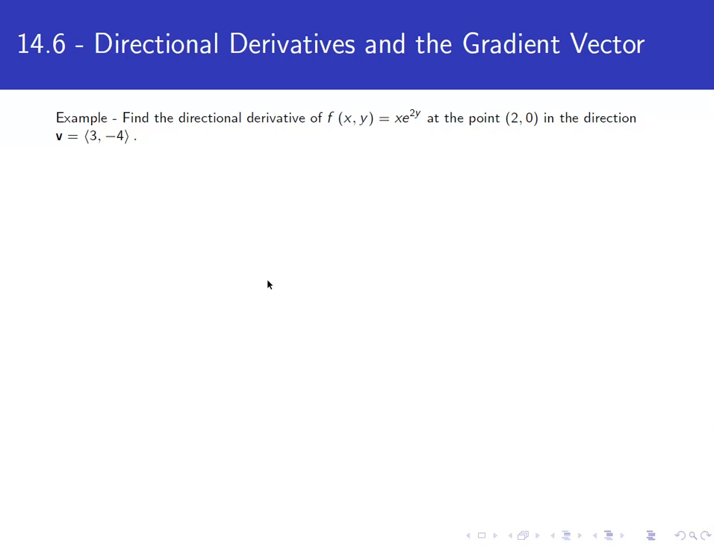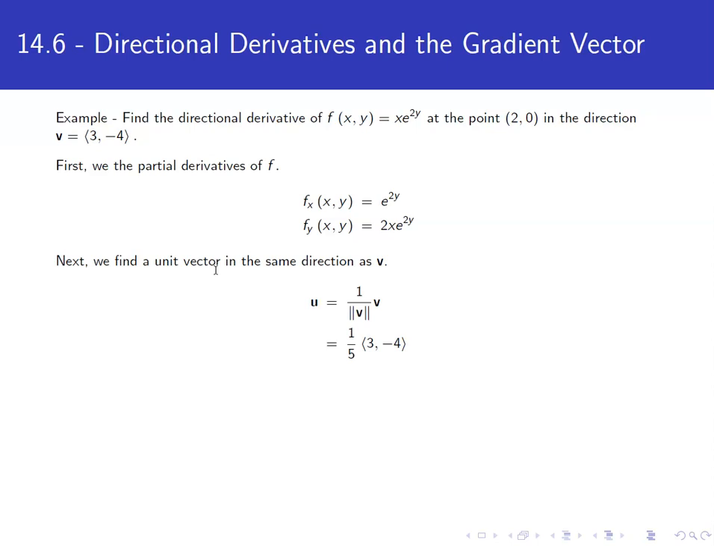Let's see how I can use this. Let's say we're asked to find the directional derivative of the function x e to the 2y at the point 2, 0, and in the direction of the vector v, which is 3, negative 4. First, we calculate our partial derivatives. Partial with respect to x is e to the 2y. Partial with respect to y is 2x e to the 2y.